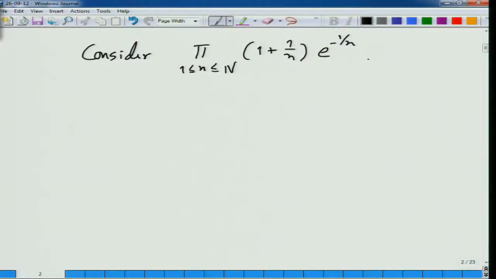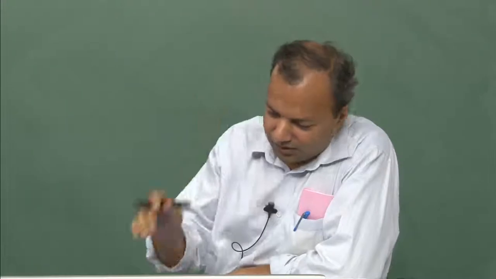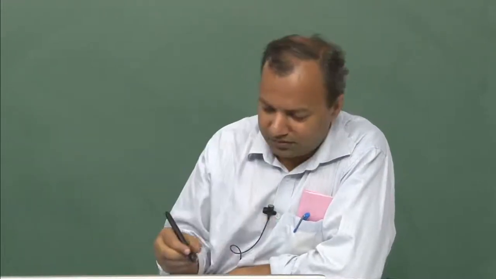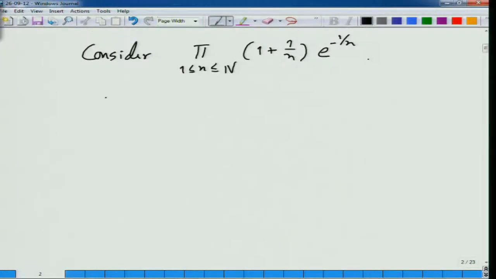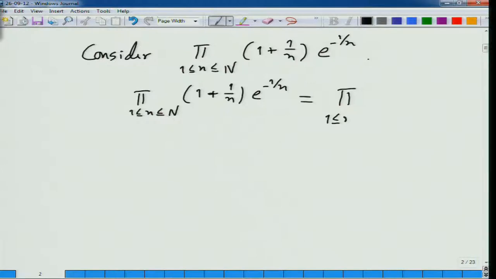And then eventually we will take capital N to infinity to get the value. Now, take the log. So, what is the log value here? Log of this product equals, let us simplify this. Okay, let us not take the log. Let us just try to simplify this. This is equal to the product, 1 less than or equal to n less than or equal to capital N, of (n plus 1) divided by n times e to the minus 1 by n.